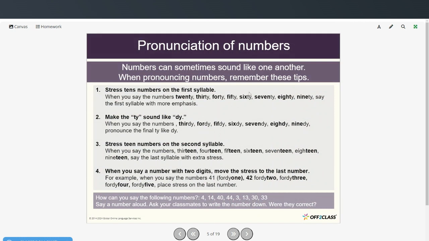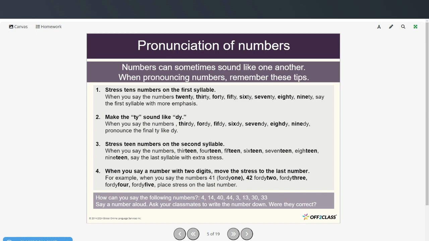Now, numbers can sometimes sound like one another, and so when pronouncing numbers, remember these tips. So stress tens numbers on the first syllable. When you say the numbers 20, 30, 40, 50, 60, 70, 80, 90, say the first syllable with more emphasis. Also, make the ty sound like dy. So when you say the numbers 30, 40, 50, 60, 70, 80, 90, you pronounce the final ty like dy.